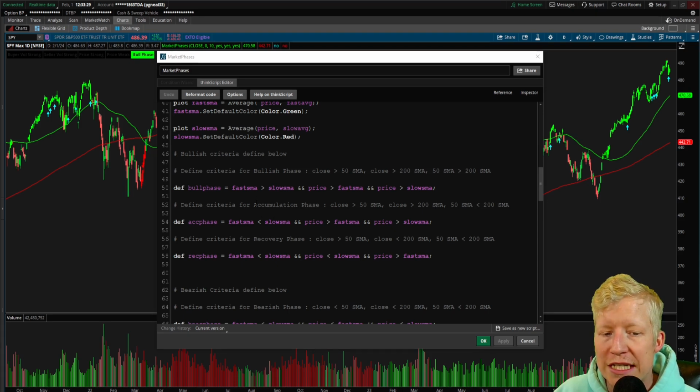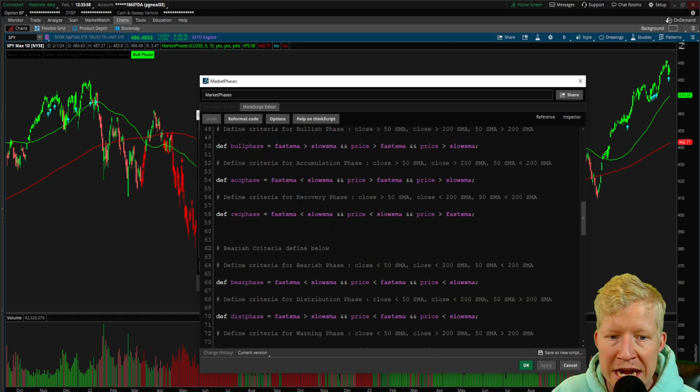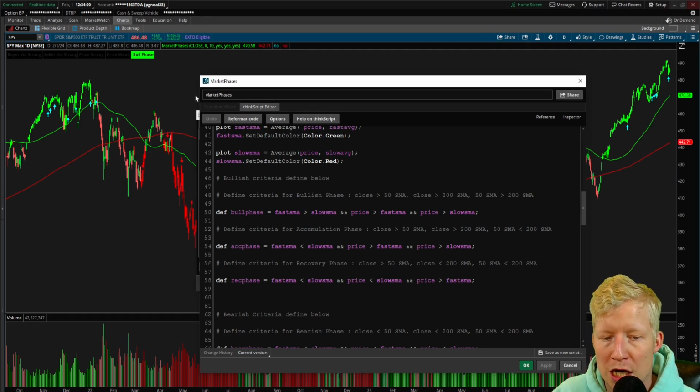Now, I don't know exactly what the point of accumulation and recovery phases are. These are just sort of the middling points. It's when your close is over 50, over 200, but the 50 is below the 200. They're calling that an accumulation phase. Close over 50, but close below 200, and the 50 is below 200. They're calling that a recovery phase. All that does, for now that I could tell, is change the label up here. So it would just tell you on this label that, hey, you are in an accumulation phase, or, hey, you are in a recovery phase.